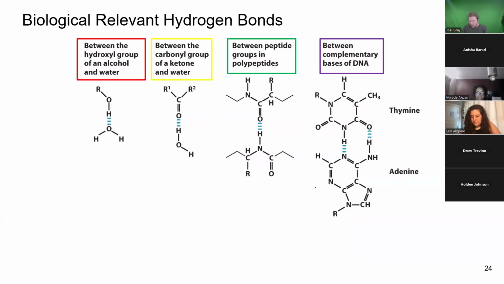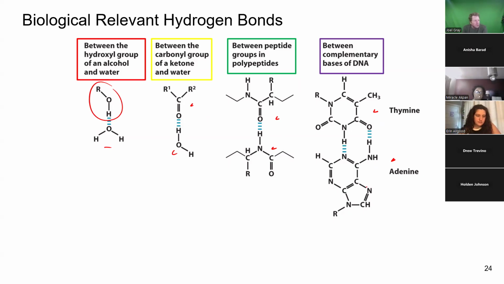Now, to visualize hydrogen bonds that we'll talk about, we've got an alcohol and water. Here's an alcohol, here's water. Here is a carbonyl and water. Here is a peptide and another peptide. DNA. Hydrogen bonds strengthen and stabilize those.